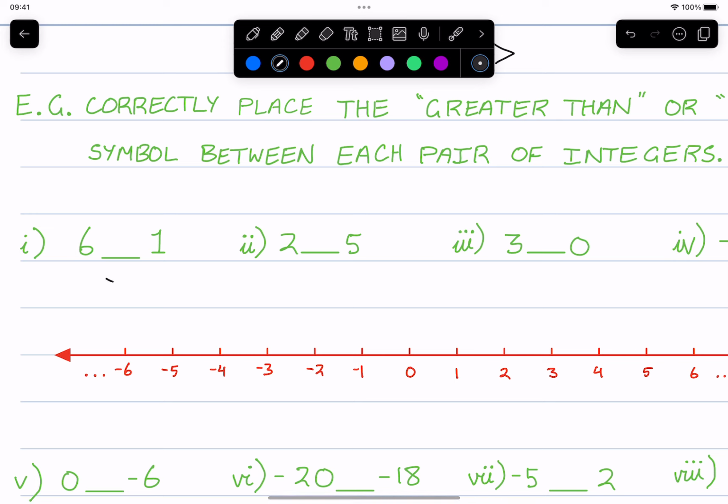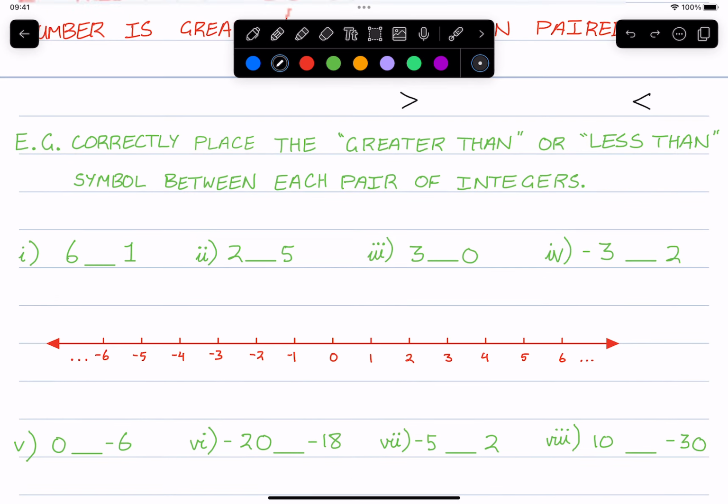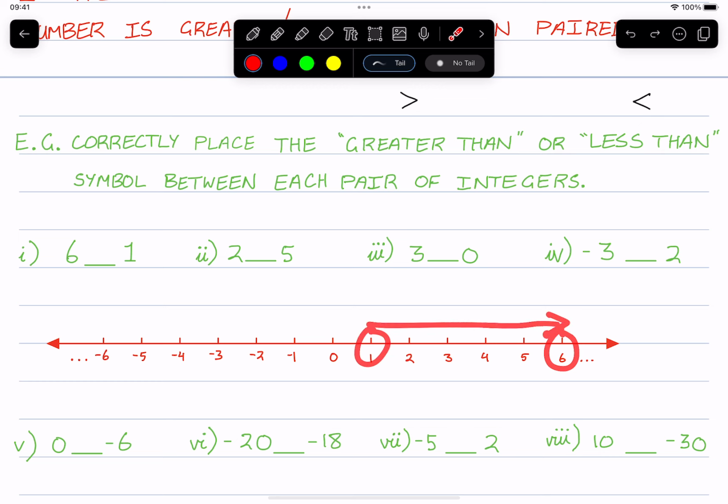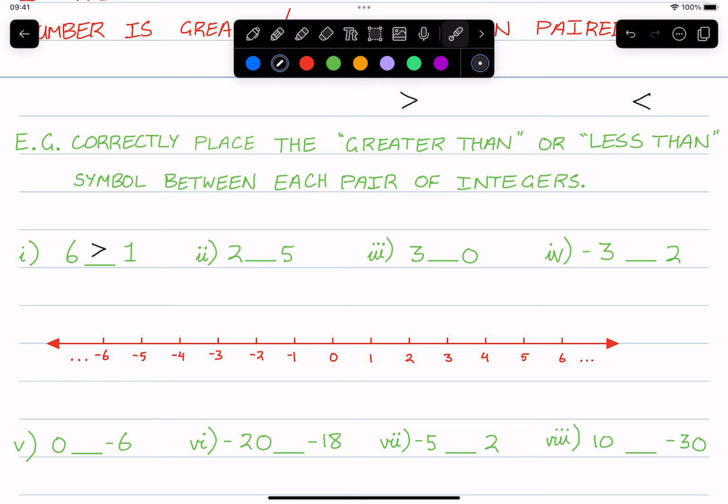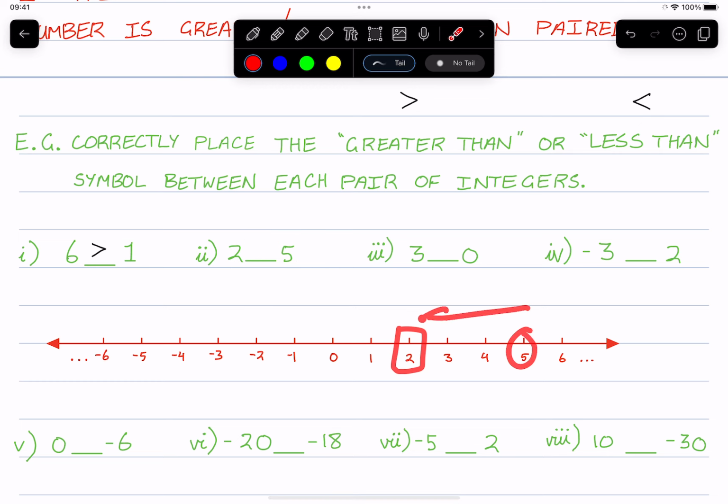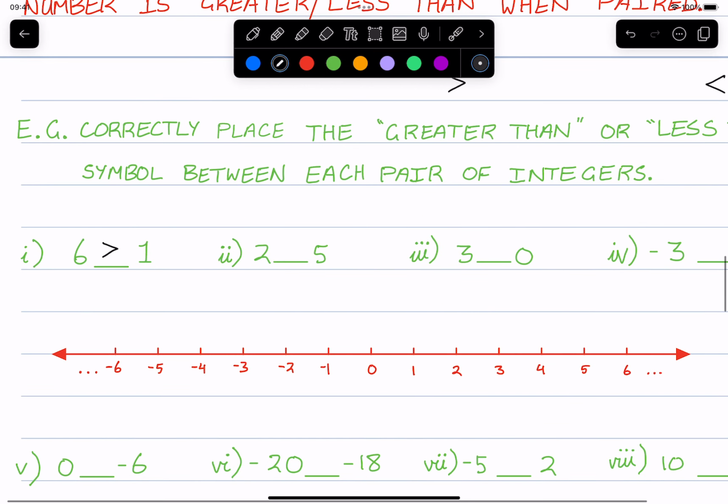For example, let's do this first one. Is 6 greater than 1, or is 6 less than 1? Well, we can see that 6 is more to the right of 1, so we have to write down that 6 is greater than 1. Same question, do we put the greater than or less than symbol here? Well, as we can see, 2 is more to the left of 5, or we can say that 5 is to the right of 2. So we can say that 2 is less than 5.